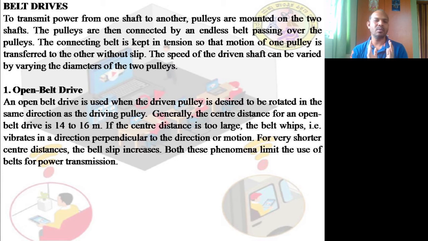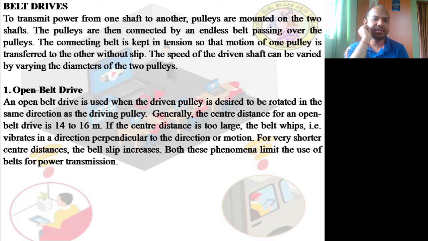Let us know what an open belt drive is. First and foremost, in the open belt drive, the driven pulley will always have the same direction of rotation as the driving pulley. If it is rotating clockwise, the driven pulley will also rotate clockwise. If it is rotating counterclockwise, this will also rotate counterclockwise. So both rotate in the same direction. An open belt drive is used when the driven pulley is desired to rotate in the same direction as the driving pulley.